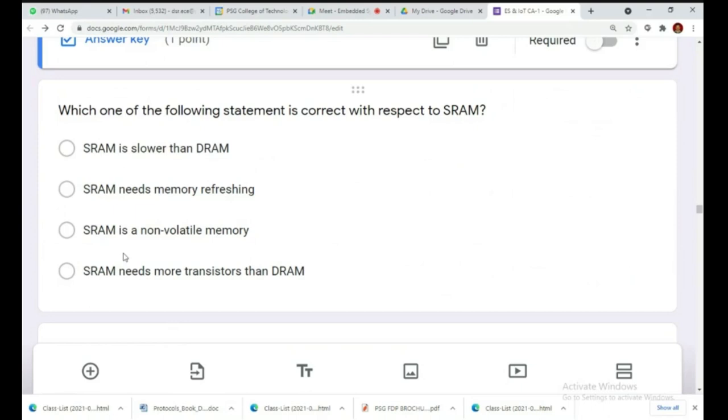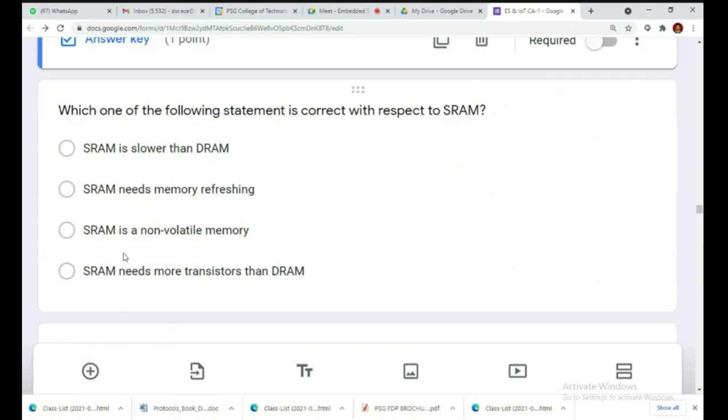But it is very expensive as well as high speed. Why? Because for a single bit, you need 6 transistors. But for a single bit, you need only 1 transistor in DRAM. Okay. So within a small space, large memory can be accommodated in DRAM. That is why in our laptop as well as in our PC, we have a DRAM or DDR RAM, which is low cost as well as large, and occupies a minimum number of transistors.